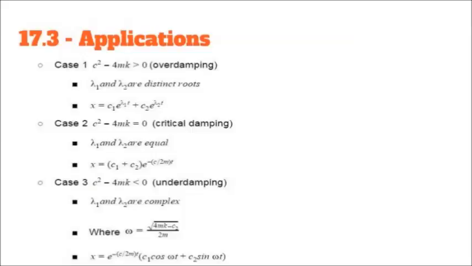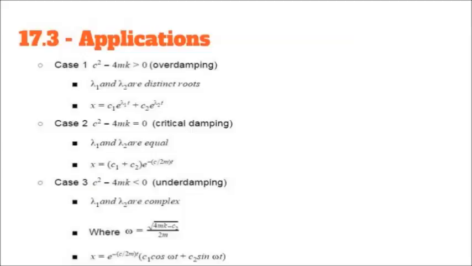In case 2, where c squared minus 4mk is equal to 0, this is the critical damping, where lambda 1 and lambda 2 are equal to each other. So there's only one solution for lambda. So we get a solution form of x equal to c1 plus c2 t times e to the power of negative c over 2m times t.